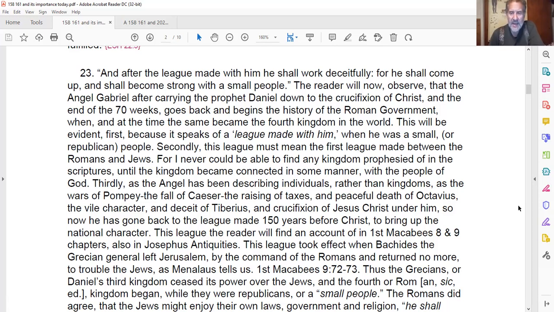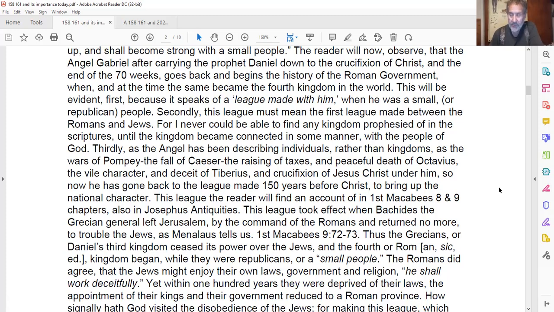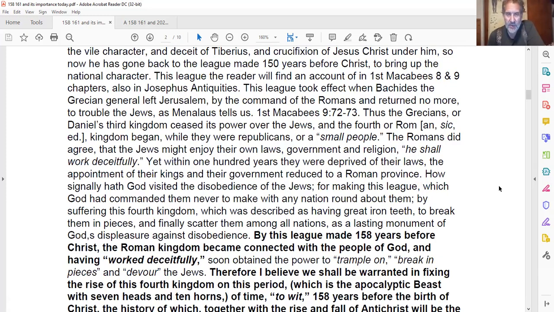This league the reader will find an account of in 1 Maccabees 8 and 9 chapters, also in Josephus's Antiquities. This league took effect when the Bacchides, the Grecian general, left Jerusalem by the command of the Romans and returned no more to trouble the Jews, as Melanius tells us, 1 Maccabees 9:72 to 73. Thus the Grecians, or Daniel's third kingdom, ceased its power over the Jews, and the fourth, or Roman, kingdom began when they were republicans or a small people. The Romans did agree that the Jews might enjoy their own laws, government, and religion. He shall work deceitfully.